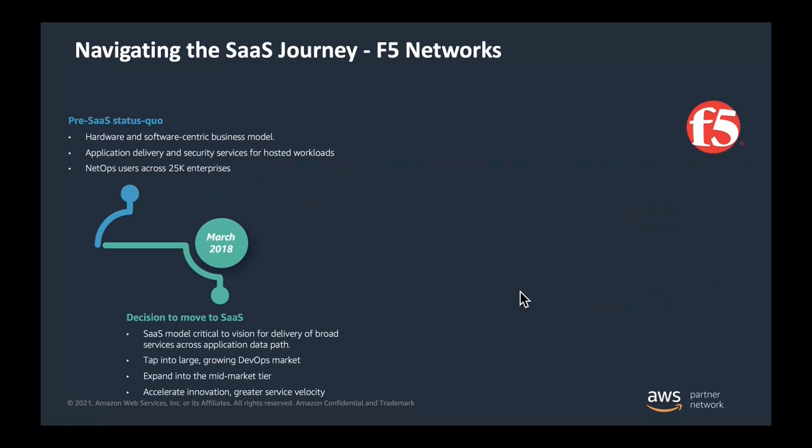With the SaaS product that they decided to develop, they wanted to really target a new market. So that's definitely one of the benefits of SaaS, right? We discussed during go-to-market that SaaS can help you target new customer segments, new markets, new audiences. So that's basically what F5 did. Instead of the NetOps market, they wanted to target the DevOps market, and this helped them to really grow their addressable market. And also they wanted to expand their presence into the mid-market tier.